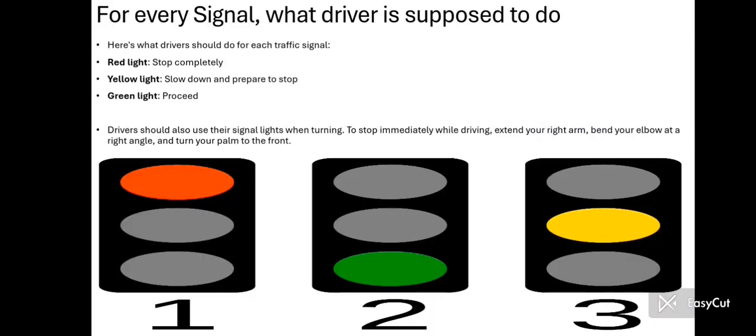For every signal, what is the driver supposed to do? It's simple, guys. For red light, you need to stop the vehicle completely. For yellow light, slow down and prepare to stop before the red light comes. And after the red light, the green light will come, and after that all vehicles can go. Drivers should know these rules for signaling.